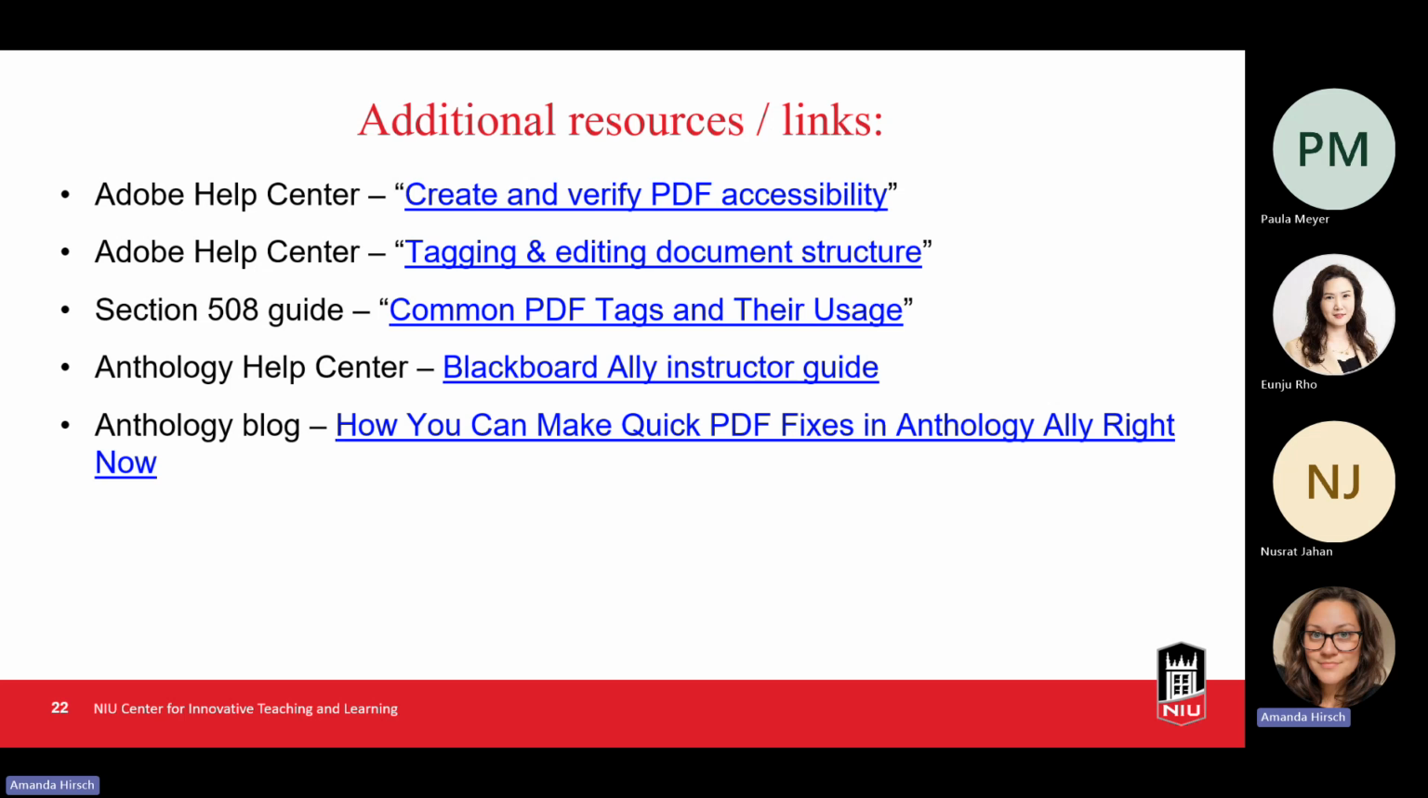So once you use Blackboard Ally to OCR your document, then you can download that new OCR document and you can focus on the tagging and editing of the structure. There's a Section 508 guide on common PDF tags and their usage. That's really helpful to read before you start editing tags. There is the Blackboard Ally Instructor Guide in the Anthology Help Center. Ally is pretty self-explanatory, but it goes through all of the different functions of Blackboard Ally there.